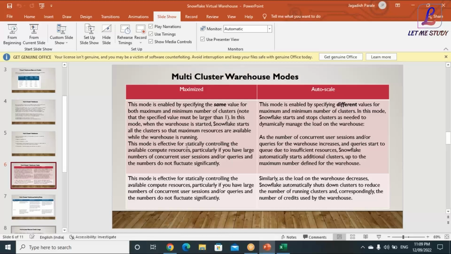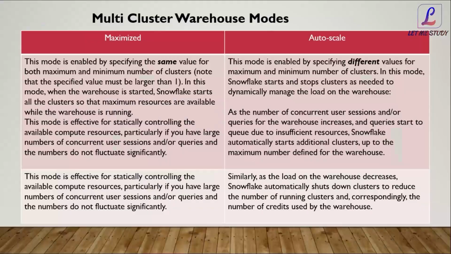So this maximize mode is used whenever you want to have high performance. It means you are starting all of your clusters at the same time when you start your warehouse. And this auto scale mode is like you are trying to save your credits. Only when the load increases, you are going to start the additional cluster.